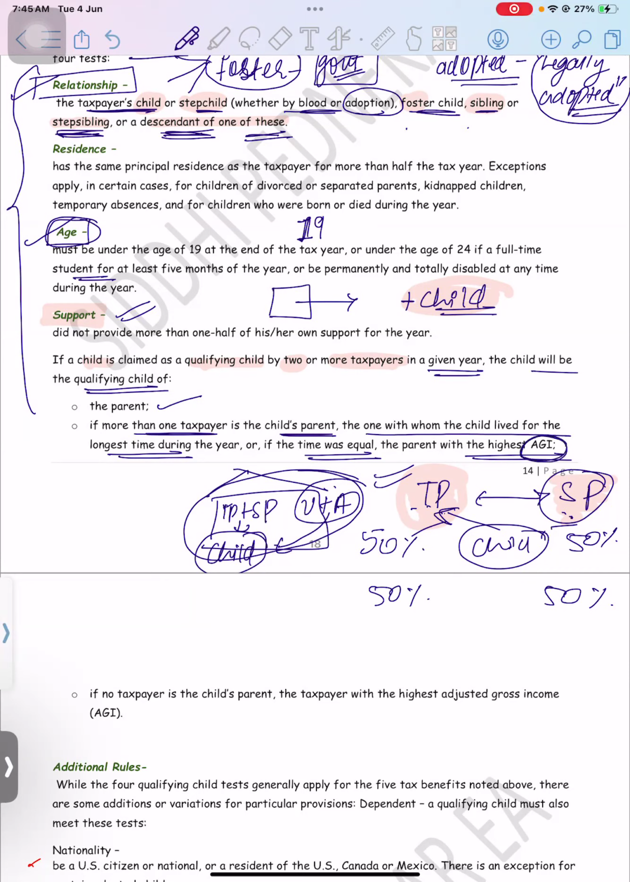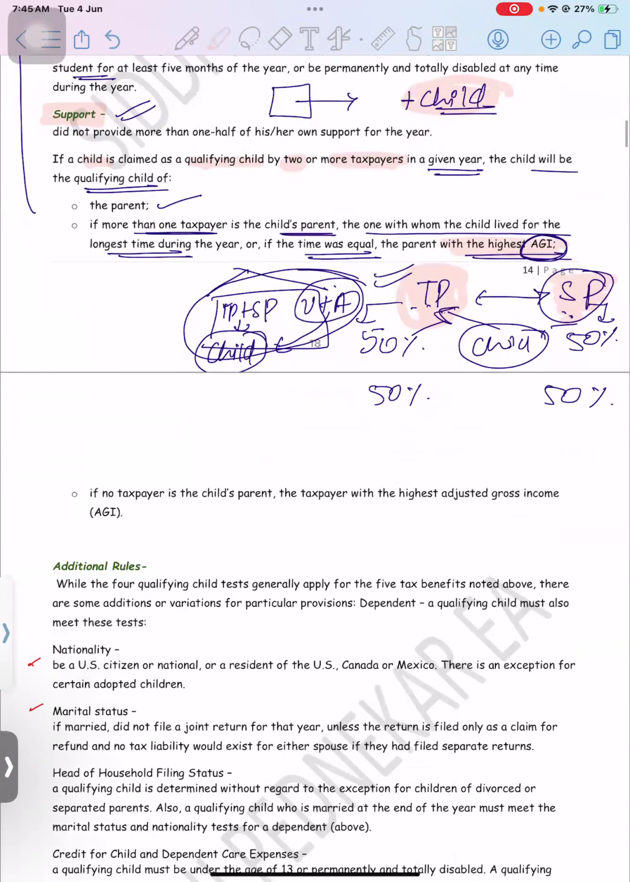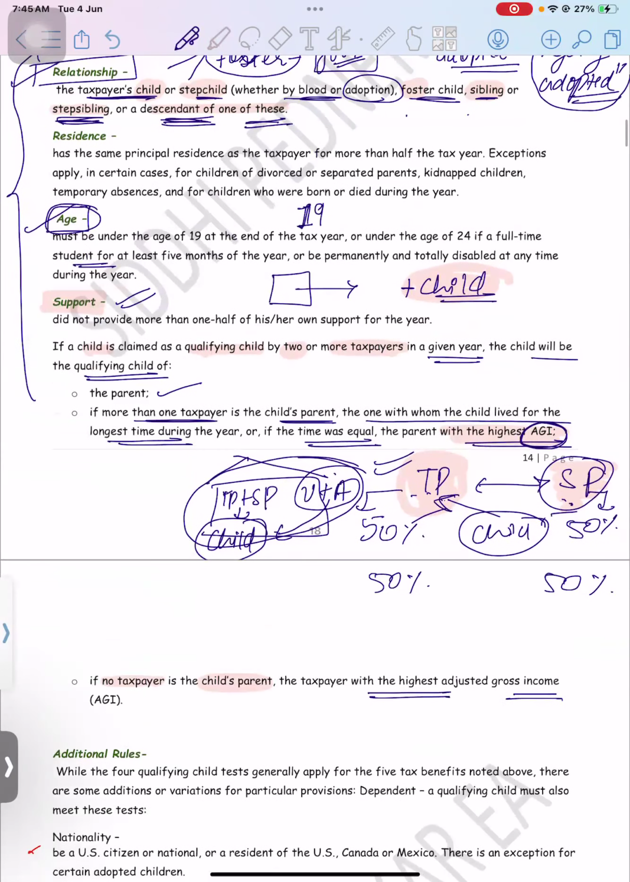They will check the AGI, how much the taxpayer is earning, how much the spouse is earning. The one with the highest AGI will be allowed to claim the child as a dependent, right? Okay, if no taxpayer is the child's parent, the taxpayer with the highest AGI will be considered for the purpose of claiming the qualifying child. This is the thing. Support test is very simple. The child should not provide more than 50% of his own support.